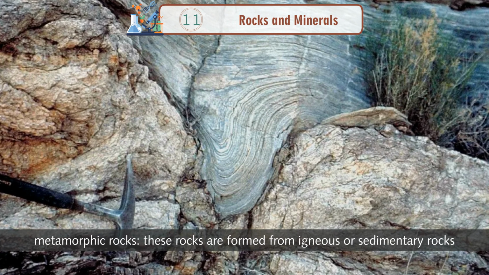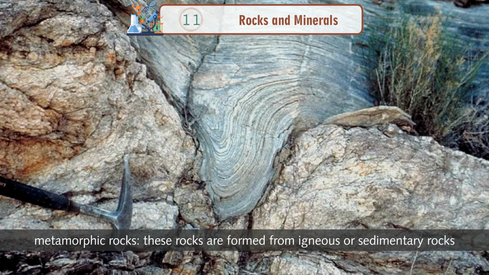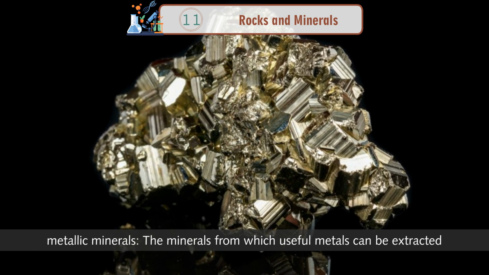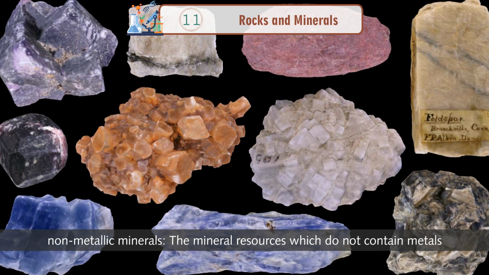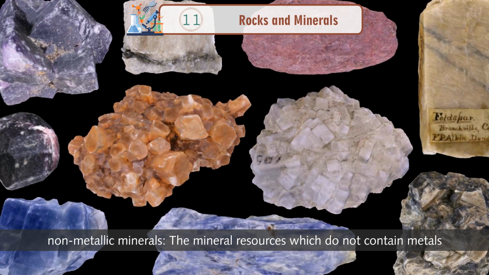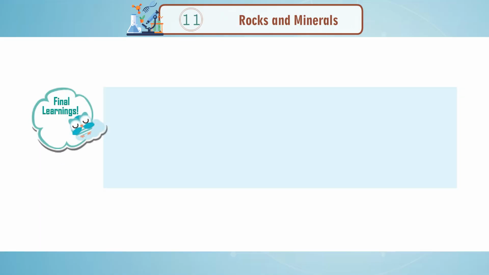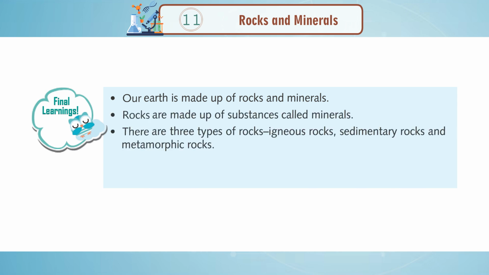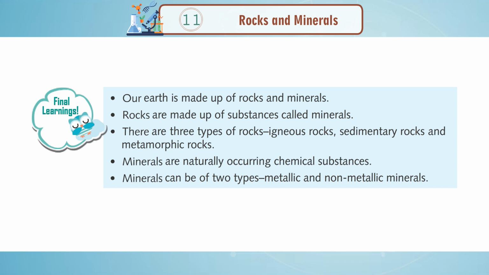Metamorphic rocks. These rocks are formed from igneous or sedimentary rocks. Metallic minerals. The minerals from which useful metals can be extracted. Non-metallic minerals are the mineral resources which do not contain metals. Final learnings. Our earth is made up of rocks and minerals. Rocks are made up of substances called minerals. There are three types of rocks: igneous rocks, sedimentary rocks, and metamorphic rocks. Minerals are naturally occurring chemical substances. Minerals can be of two types, metallic and non-metallic minerals.